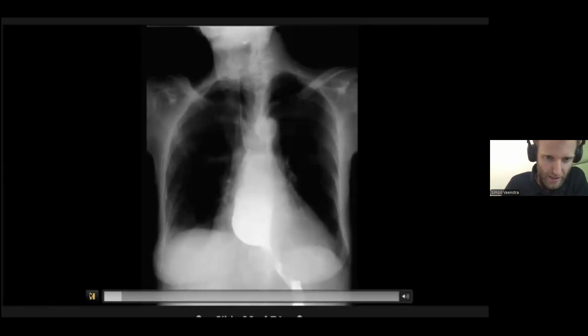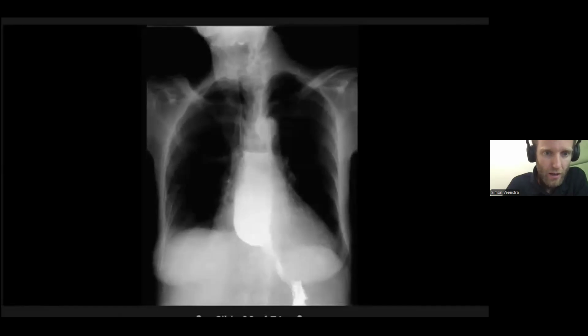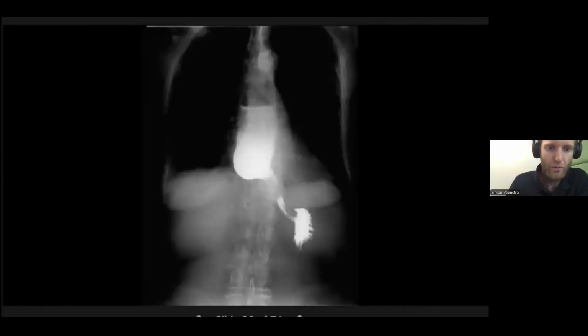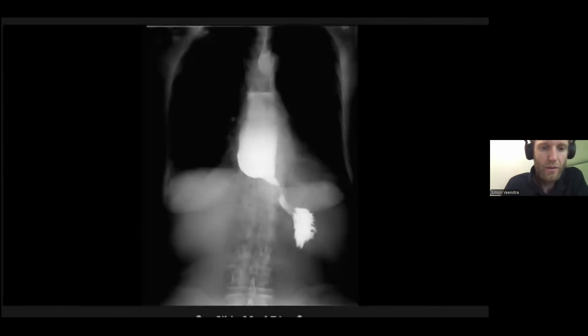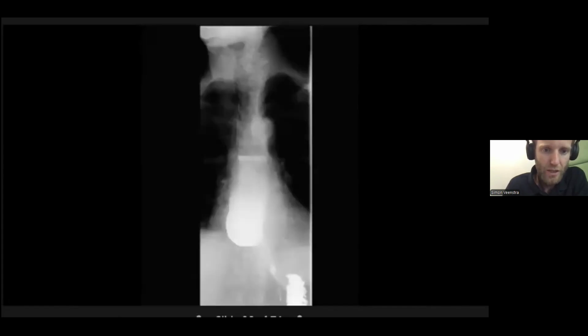So here you can immediately see that this is a dilated esophagus. There's a column of contrast that remains well into the study. This should have disappeared down into the stomach in a normal patient. One can appreciate that there is almost a bird's beaking appearance, and I think for all intents and purposes, this looks like achalasia.